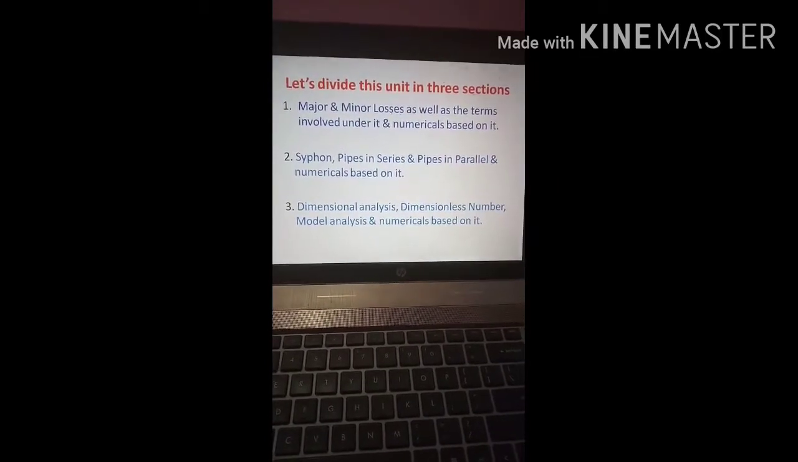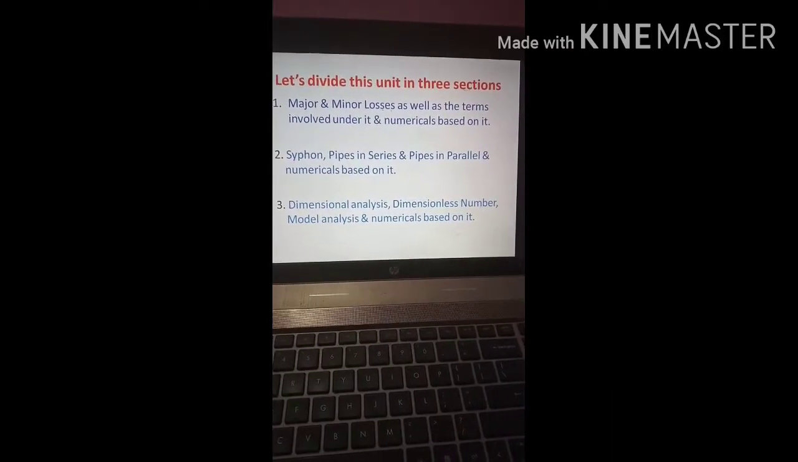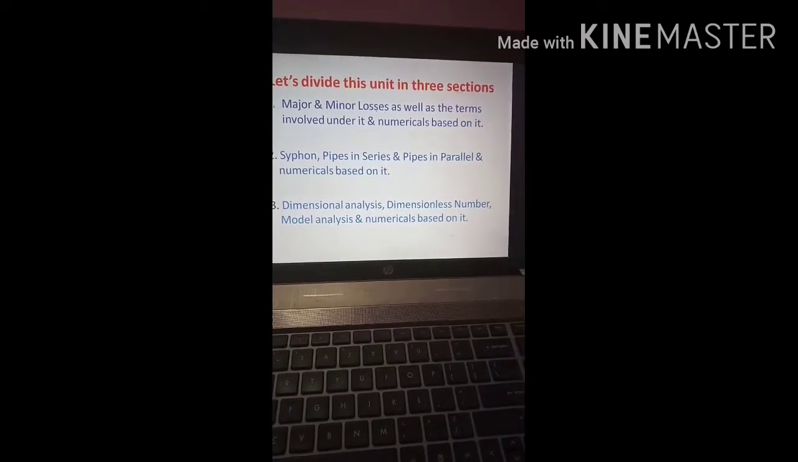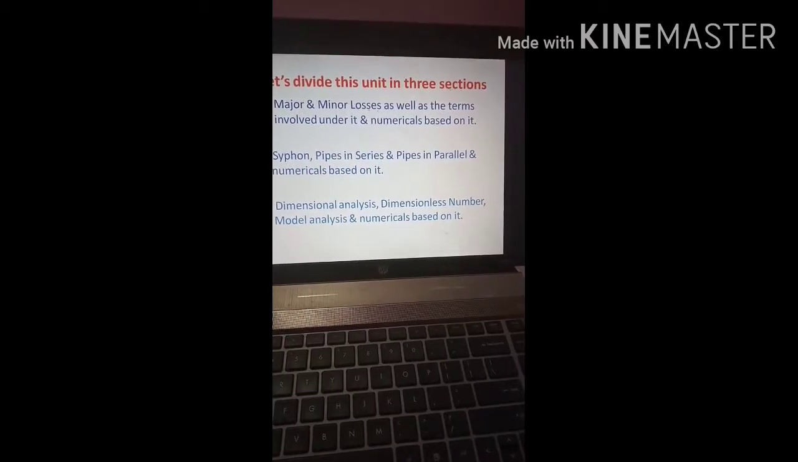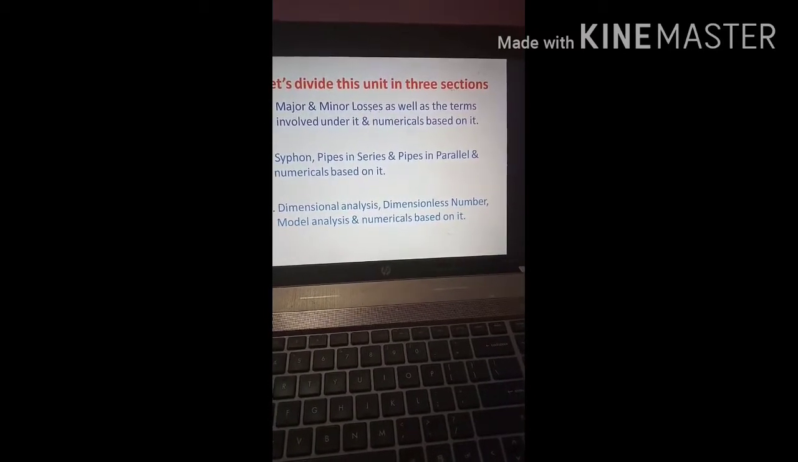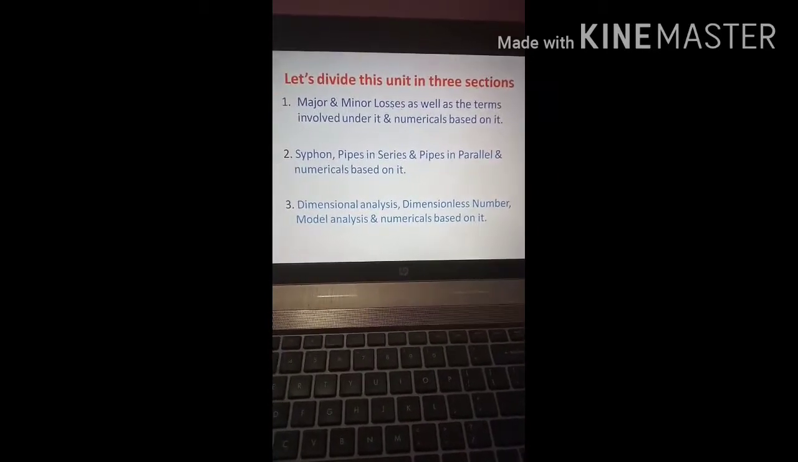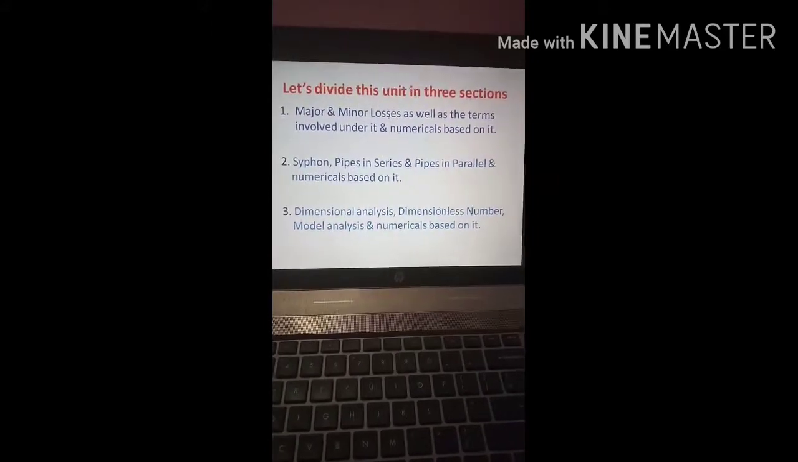Let us divide this unit in three sections. First, major and minor losses and the terms involved under it and the numericals based on them. Second, siphon, pipes in series and pipes in parallel and the numericals based on it. And the third part, dimensional analysis or dimensionless numbers, model analysis and numericals based on it.